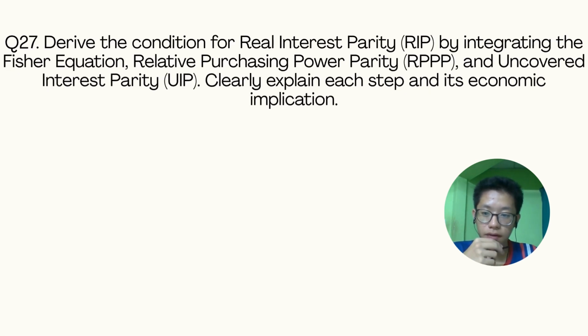5.194. In the first step, I will use the Fisher equation, and in the second step, I will derive the relative purchasing power parity, RPP. In step 3, I will derive the uncovered interest rate parity, UIP, and then in step 4, I will combine RPP and UIP, and then step 5 is to derive the real interest rate parity by simplifying the equation.